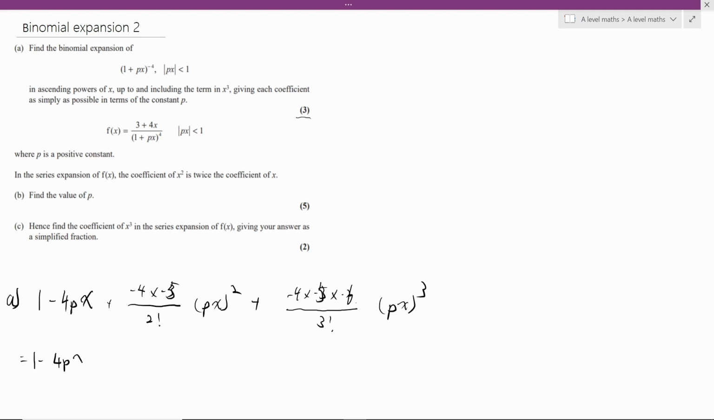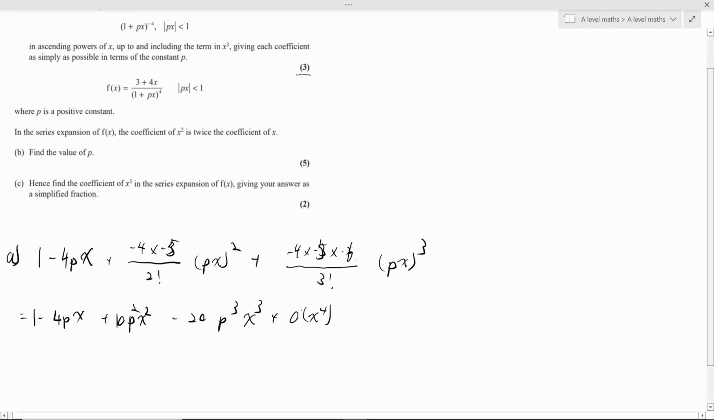Now we just need to simplify it. 1 minus 4px plus 10p squared x squared minus 20p cubed x cubed plus O(x^4). You can just say plus dot dot dot, but O(x^4) basically means something in the order of x^4, because every term onwards has a minimum order of x^4, and everything else, x^5, x^6, as x approaches 0, vanishes too quickly. So we just say it grows roughly like x^4.